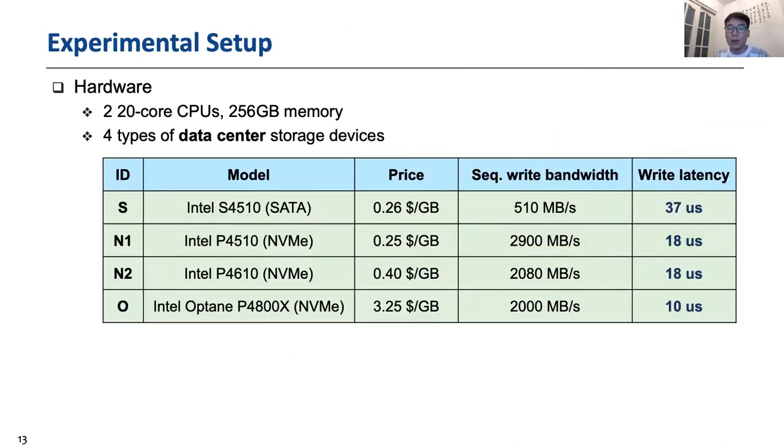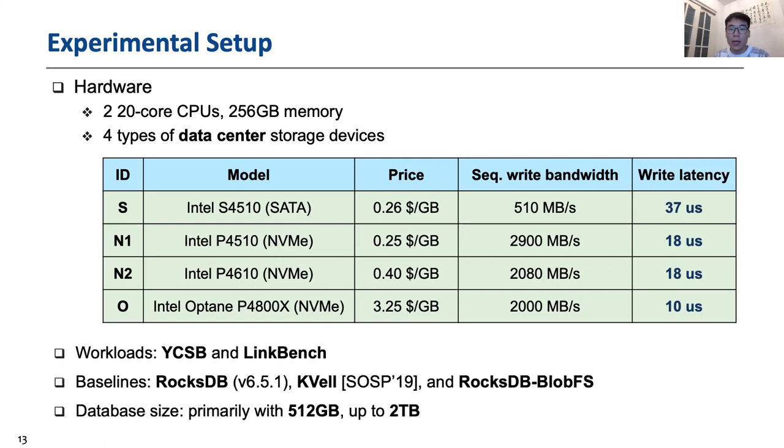We test SpanDB on a server with 20 core CPUs and 256 GB memory. We use 4 types of SSD devices to create different CD-SD combinations. The table summarizes their information. We run YCSB and Facebook's LinkBench and compare SpanDB with RocksDB, KVell, and RocksDB on BlobFS, a file system built to use SPDK. Due to time limits, we discuss a few sample results in the next two slides.